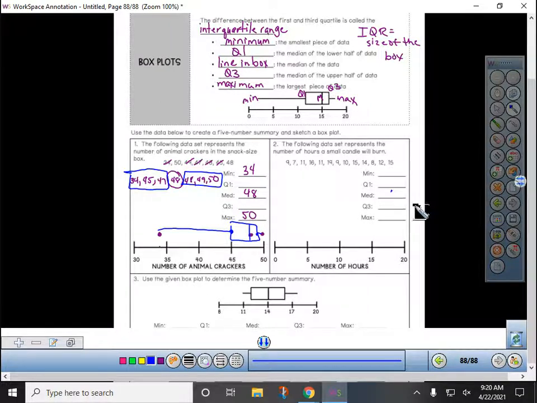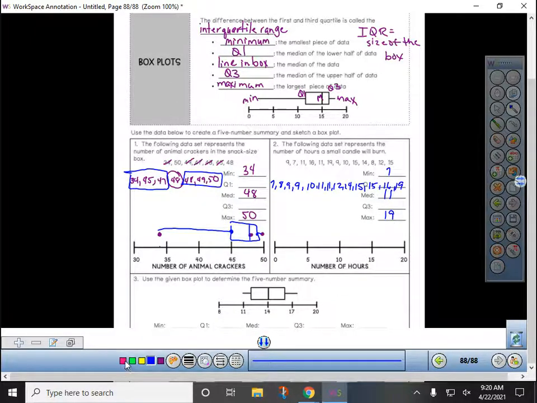What'd you get for the minimum? 7. What'd you get for the maximum? 19. What'd you get for the median? 11. Awesome. Did you put them all in order? Yes. What'd you get for quartile 1? 8. Tell me the order they're in. 7, 8, 8, 9, 9, 10, 11, 12, 13, 15, 16, 19.